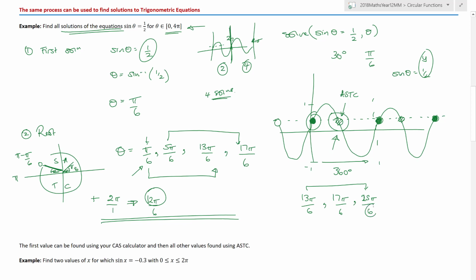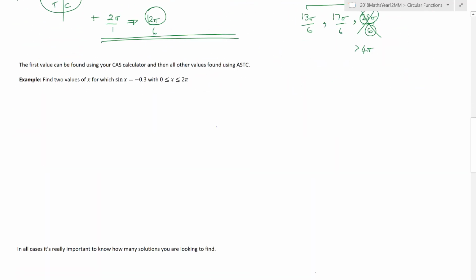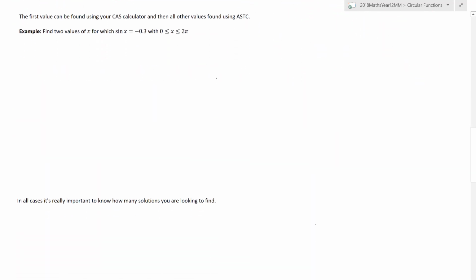Now, let's just check. How many 6s are in 25? 4 remainder 1. So it's bigger than 4. So that's definitely greater than 4 pi, so it is no longer a solution. And in fact, anything over that, or anything before that, or anything lower than pi on 6 won't work. Whoa, that's pretty awesome.